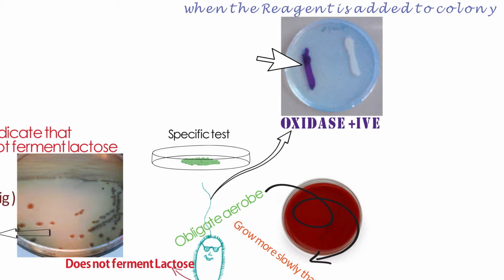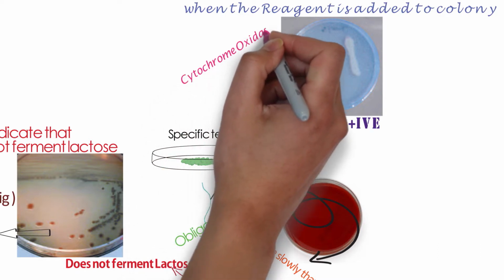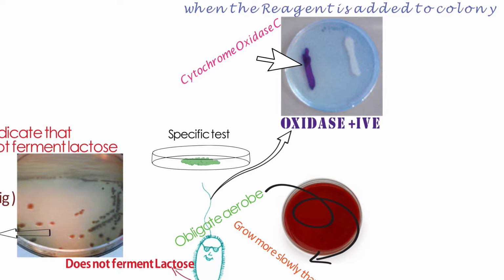The bacteria which are oxidase positive, they oxidize glucose. They do not ferment glucose. They oxidize glucose because they have a cytochrome oxidase C. And the bacteria which do not oxidize and do the fermentation of the glucose do not have cytochrome oxidase C. So this dark oxidized product is a result of cytochrome oxidase C.